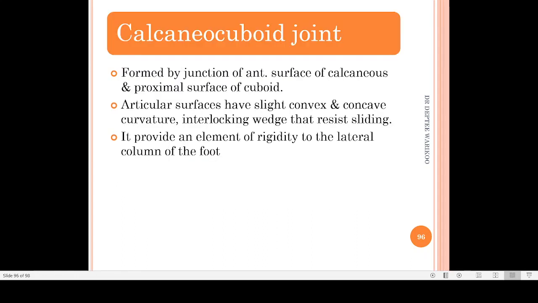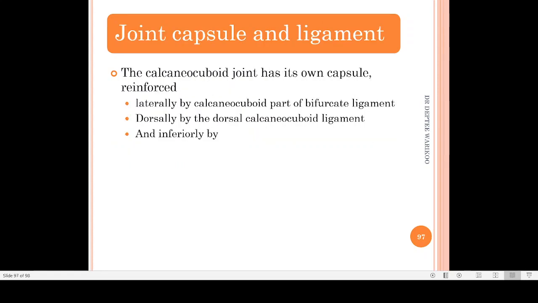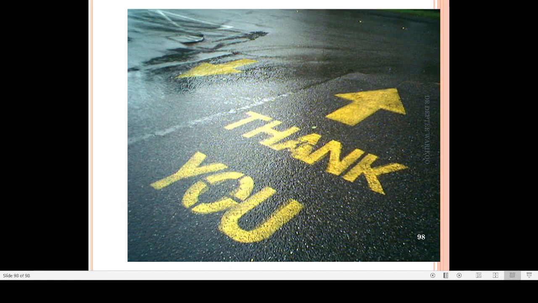Then we have the calcaneocuboidal joint. It is formed by the junction of the anterior surface of the calcaneus and the proximal surface of the cuboid. Articular surfaces have slight convex and concave curvature. It provides an element of rigidity to the lateral column of the foot. We have a joint capsule present which is reinforced laterally by the calcaneocuboidal part of the bifurcating ligament, dorsally by the dorsal calcaneocuboidal ligament, and inferiorly by other ligaments.